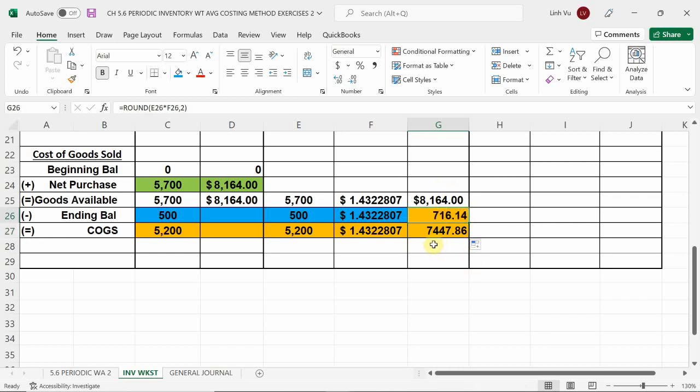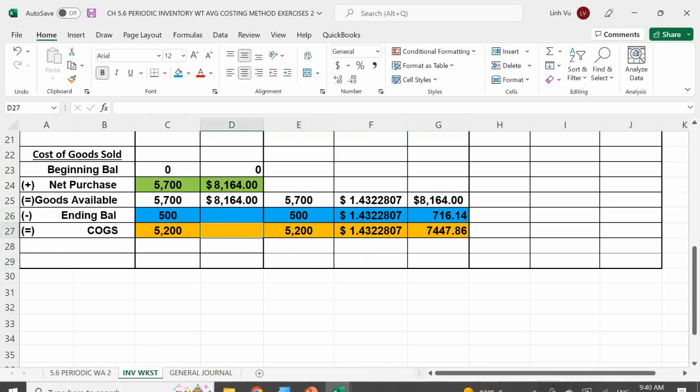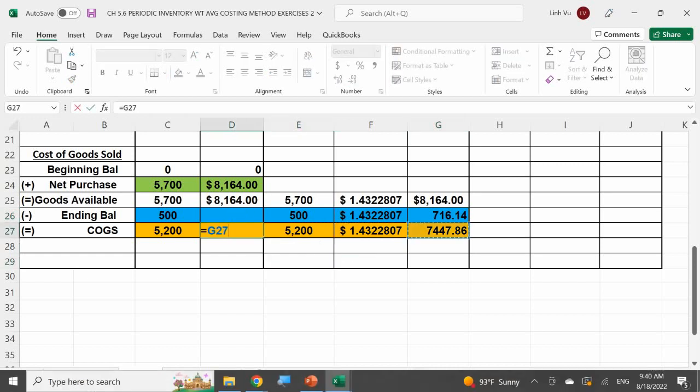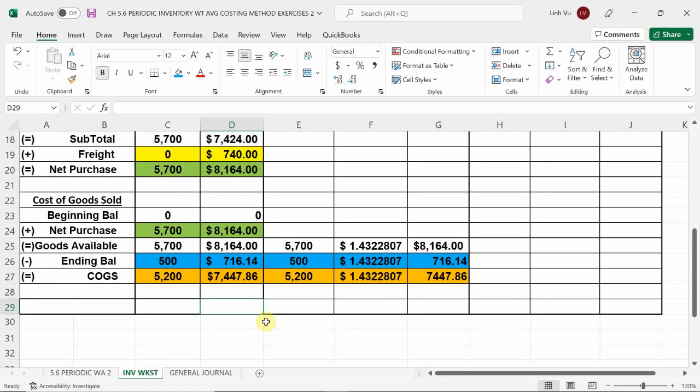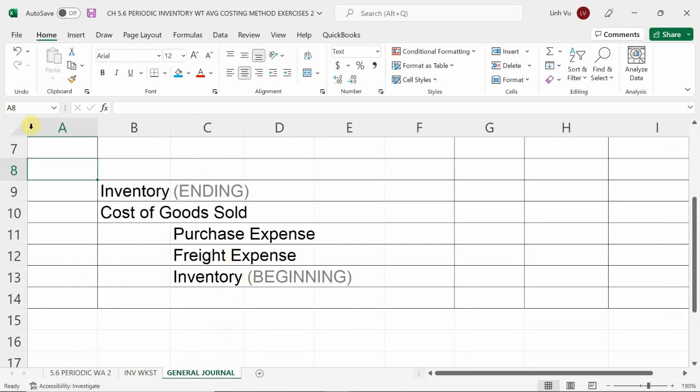And of course, you can also copy this formula above as well. So there you go. You get $716.14 for the ending balance. Okay, so those are the numbers you're going to be plugging in here. All right. Any questions in regards to weighted average? No. Okay, so let's complete our last thing here, which is going to be doing our conversion entry.